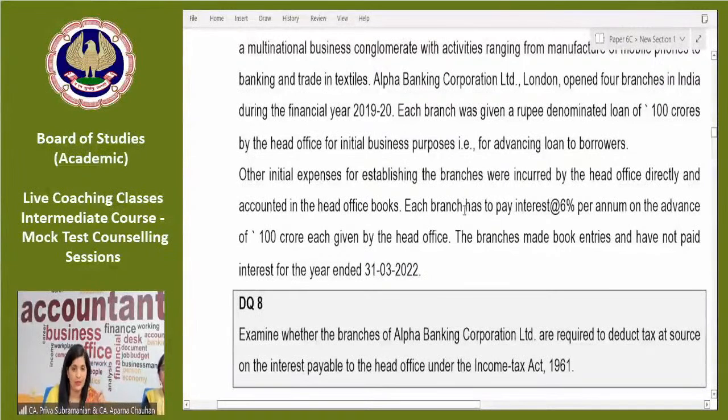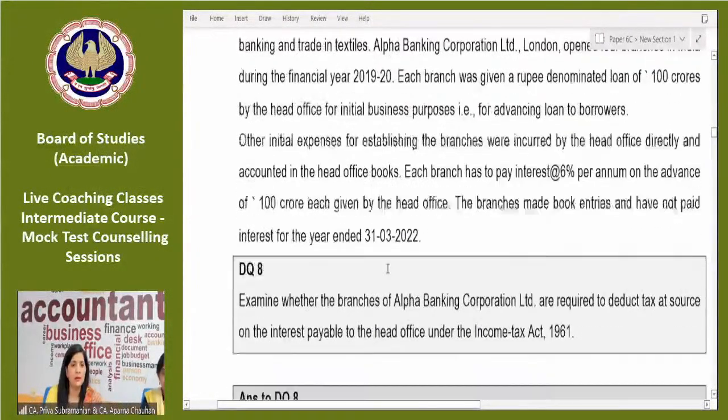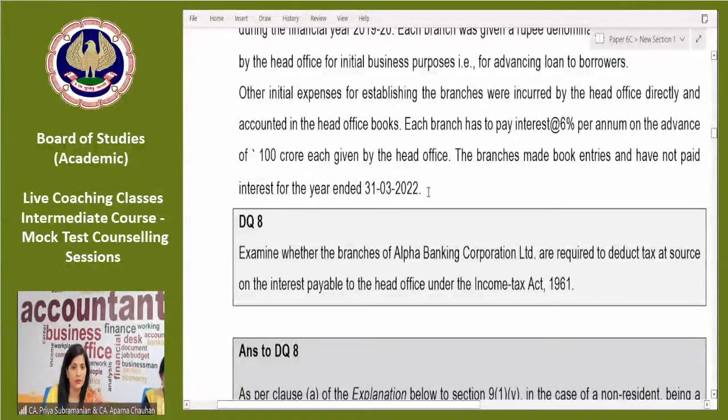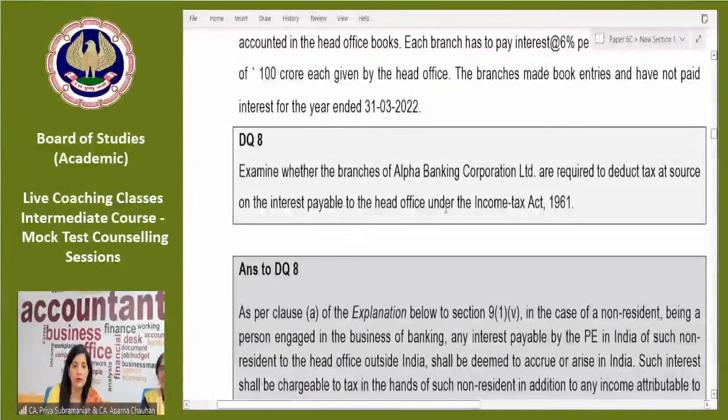Each branch has to pay interest at the rate of 6% per annum on the advance of 100 crore, whatever they have borrowed in the form of rupee-denominated loan. The branches made book entries but have not paid the interest for the year ended 31/3/2022. So what is the question? A descriptive question is asked: you have to examine whether the branches of Alpha Banking Corporation Limited are required to deduct tax at source on the interest payable to the head office under the Income Tax Act.